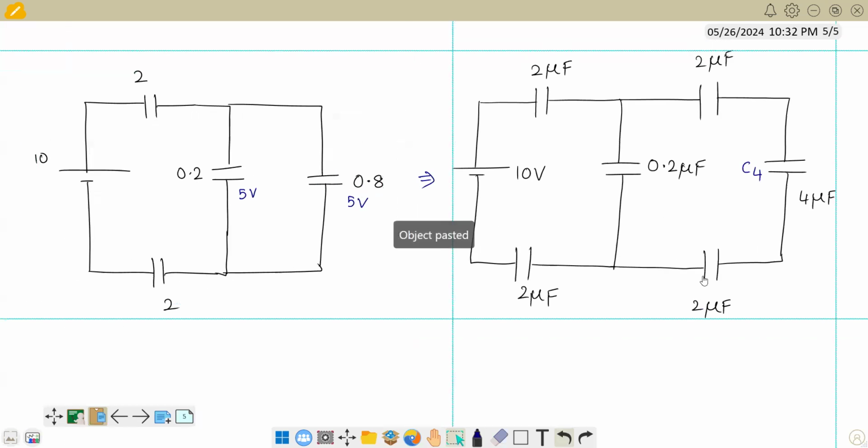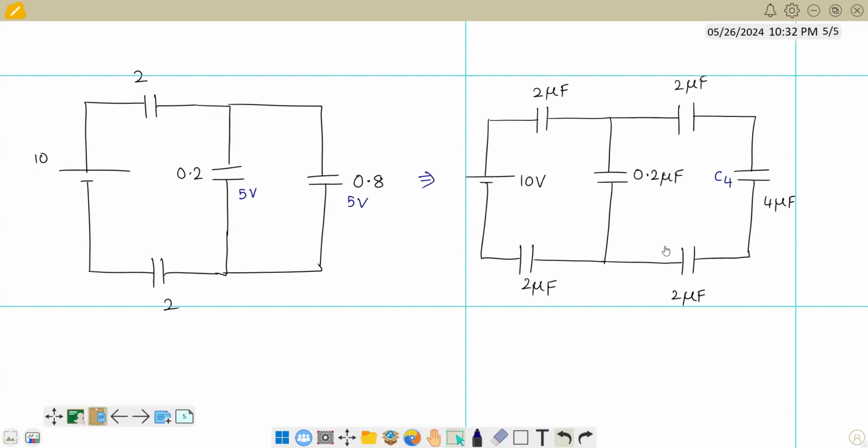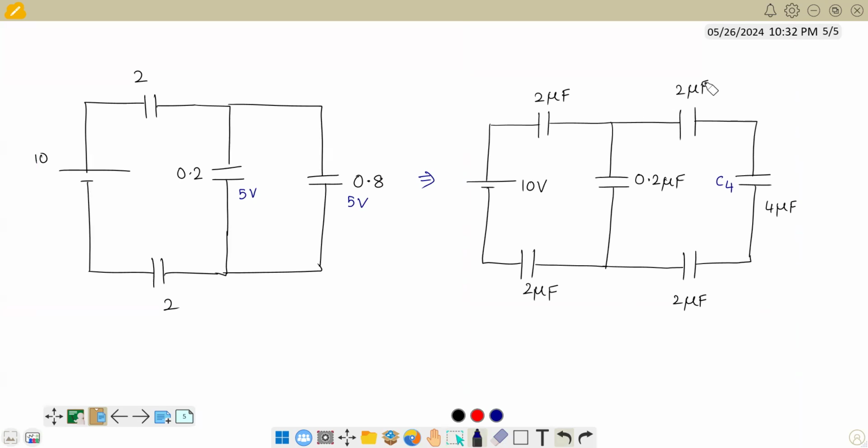If we go for this basic diagram, these three, this 2, 4, and 2, have to share this 5 volts. Because as you can see, this 0.8 indirectly represents these three only. So since they are consuming 5 volts, these three together must consume the same 5 volts.